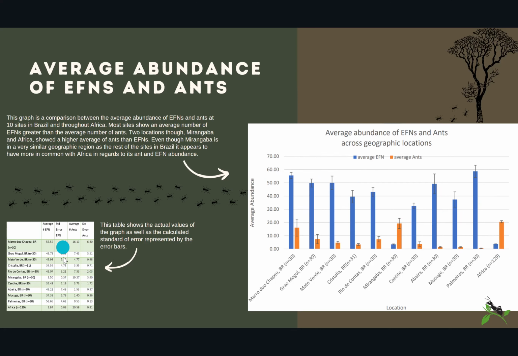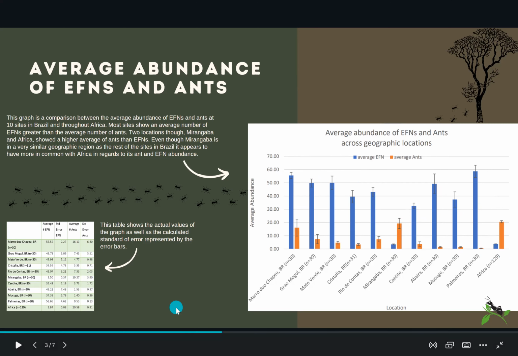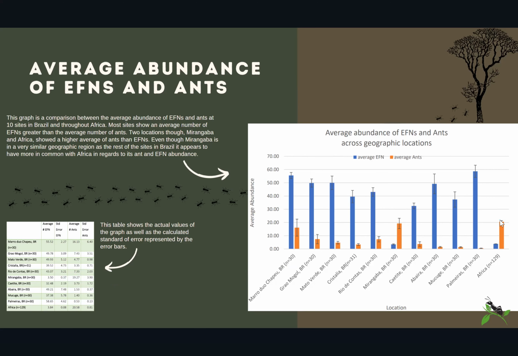Over here is a table that actually breaks down these numbers and shows you the actual values. So either way, you will see that the number of ants in Brazil and in Marangaba and Africa are much more similar to each other than the others. But graphs can be deceiving, right? So I wanted to run another analysis to make sure that these really were similar or different.